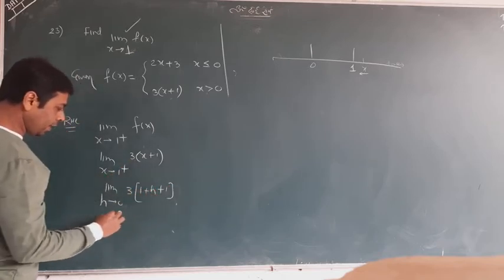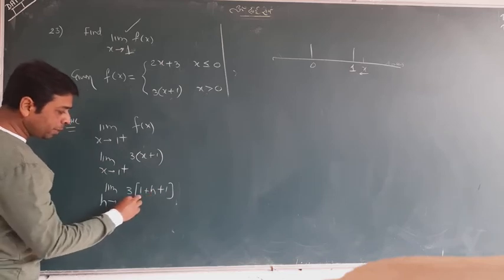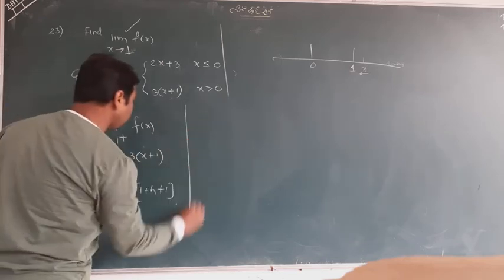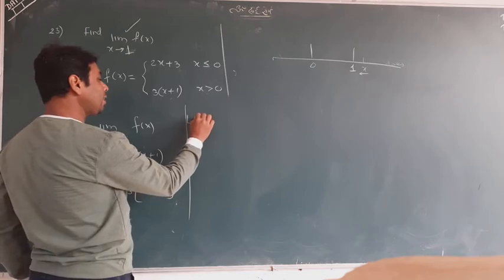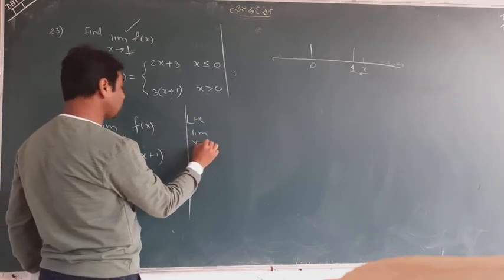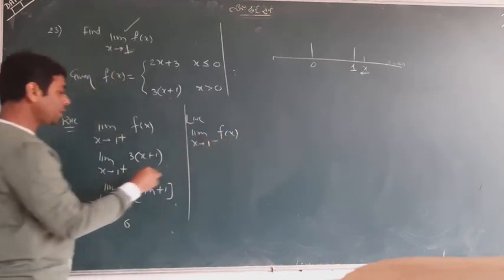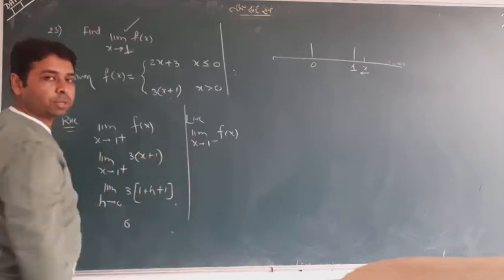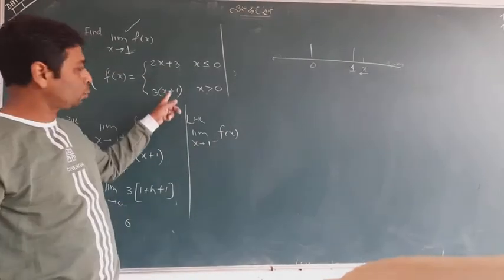Plus 1, and definitely h will be 0, 2 will be there, 2 3s are 6. This is your right hand limit. We've done it. Now left hand limit is again very interesting. I'll take 1 plus, it is 1 minus now. The question is, so which function I'll choose?